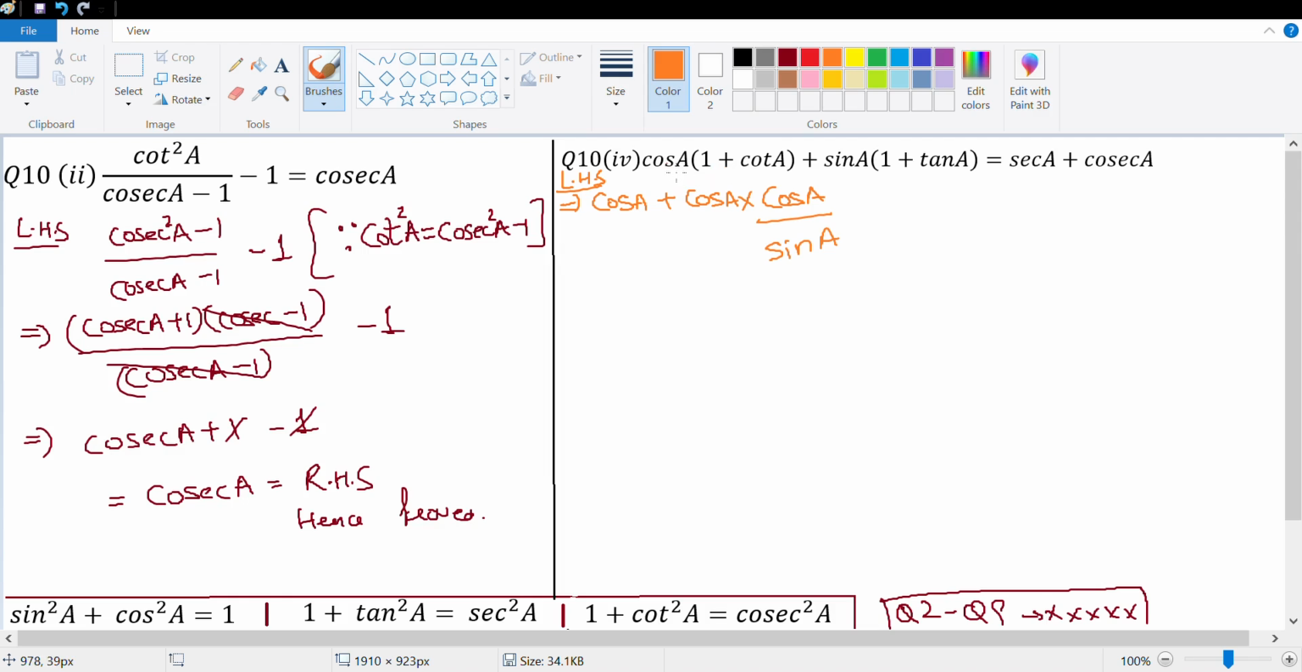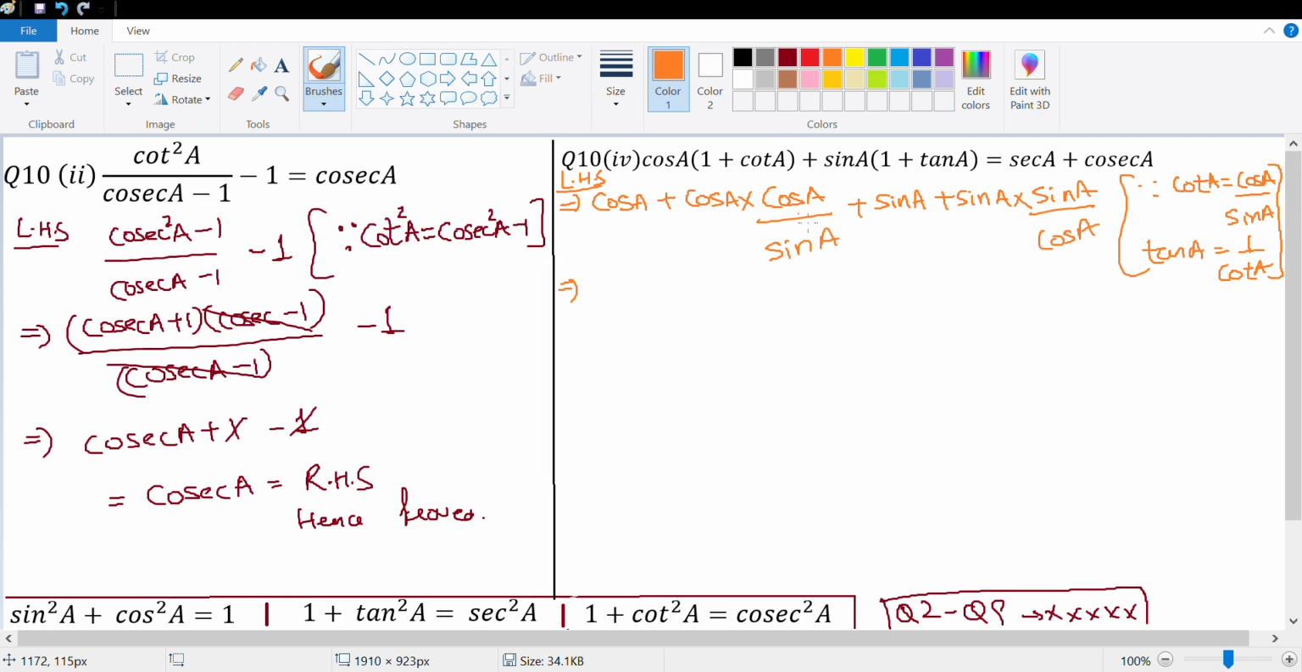So I have opened the bracket: cos a into 1 is cos a, and cos a into cot a would be cos a multiplied with cos a upon sin a, plus sin a into 1 is nothing but sin a, and sin a times tan a can be written as sin a upon cos a. I need to write the reason, since cot a is equal to cos a upon sin a and tan a is equal to 1 upon cot a. Done. So that's the reason why I've been able to convert this here.